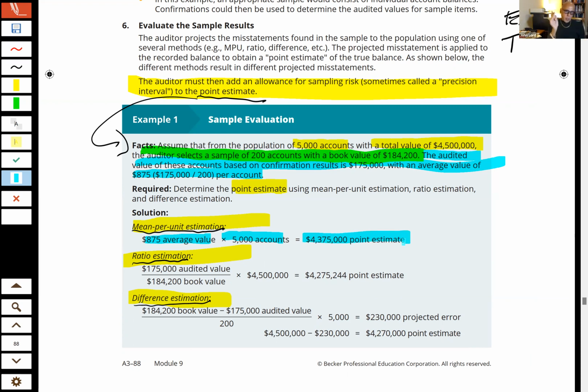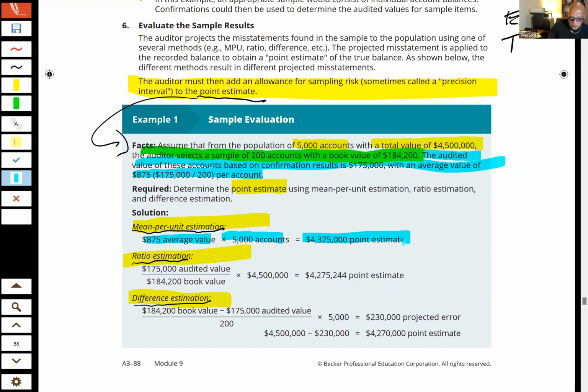Thus, our flashcard about mean per unit: we didn't look at the book values to come up with the point estimate. We looked at the audited values. We divided that by what? By the number of items in the sample. That gave us the average sample value. We multiplied by the number of counts in the population. We maybe didn't even look at the book values that were recorded for those particular items. Okay, good.